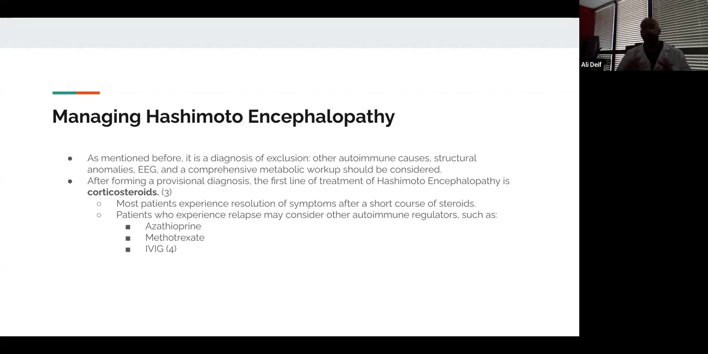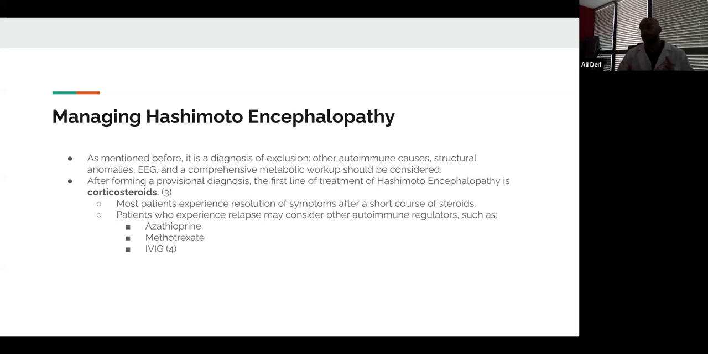So after we form the provisional diagnosis by ruling out these other conditions, finding the antibodies and such, the first line treatment of Hashimoto encephalopathy is corticosteroids. And patients usually experience resolution of the symptoms with corticosteroids, although some patients are not always responsive to these. And in these patients, we should consider other autoimmune regulators according to the literature. And some of the options that we've investigated are azathioprine, methotrexate, and IVIG.